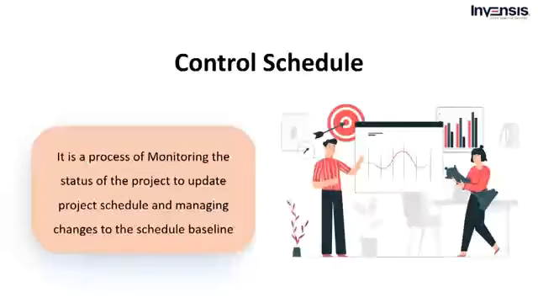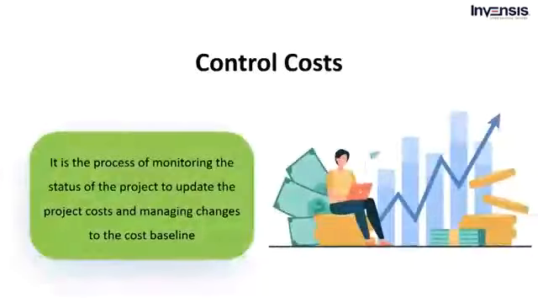Next, we have the control schedule process. This process monitors the status of the project to update the project schedule. It also manages changes to the schedule baseline. This can be performed at any time of the project and belongs to the schedule management knowledge area. The sixth process of the monitoring and controlling process group is control costs. This process monitors the project status to update the project costs and manage changes to the cost baseline at any point of the project. It belongs to the cost management knowledge area.